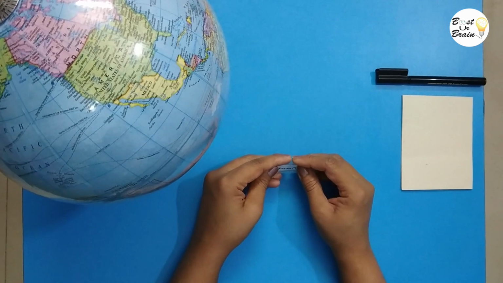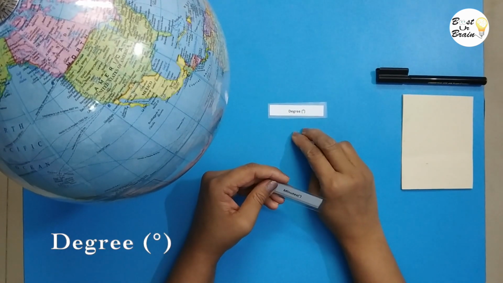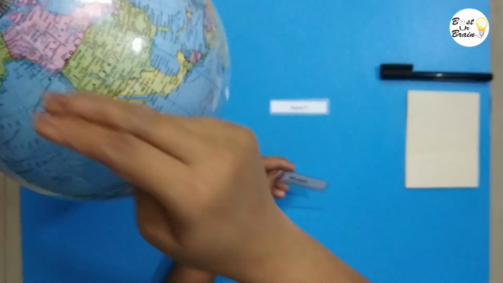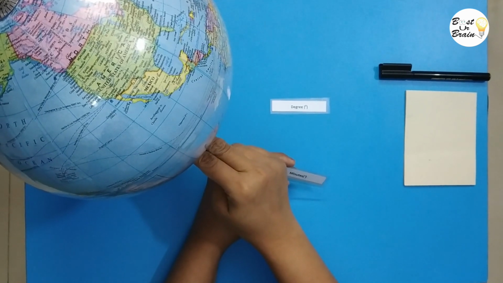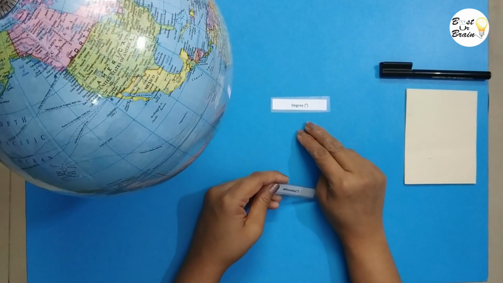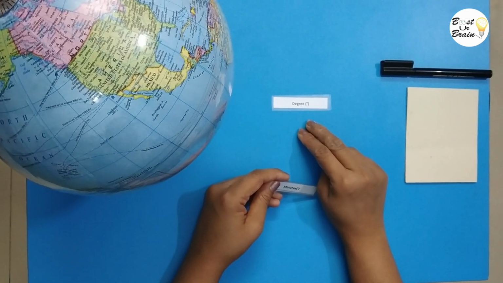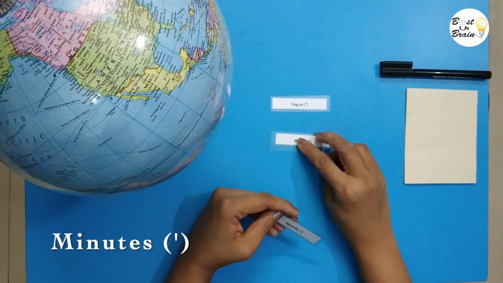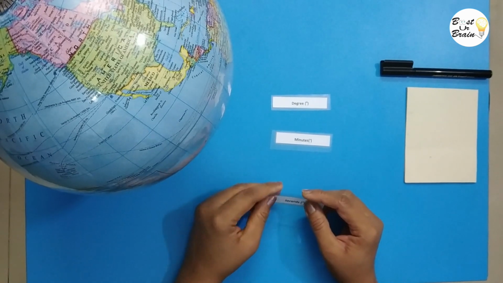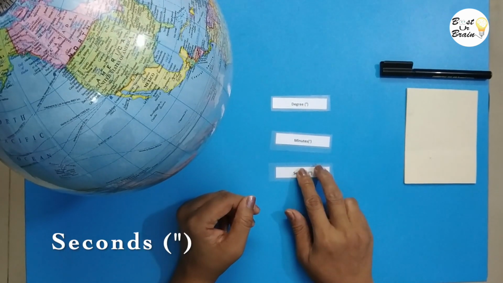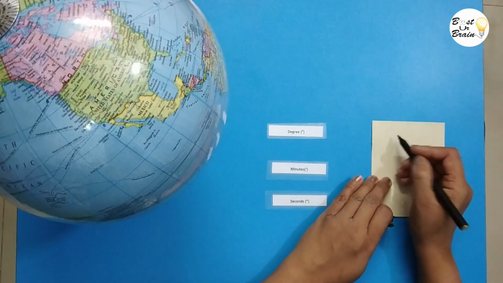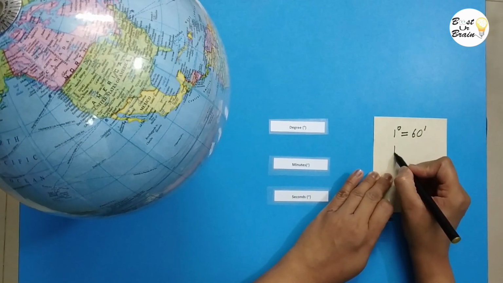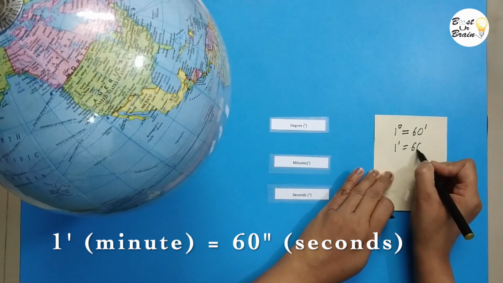Latitudes and longitudes are measured in degrees. There are 360 degrees of longitude and 180 degrees of latitude. But measuring latitude and longitude in degrees is not enough. So each degree can be divided into minutes and each minute can be further divided into seconds. 1 degree is equal to 60 minutes and 1 minute is equal to 60 seconds.